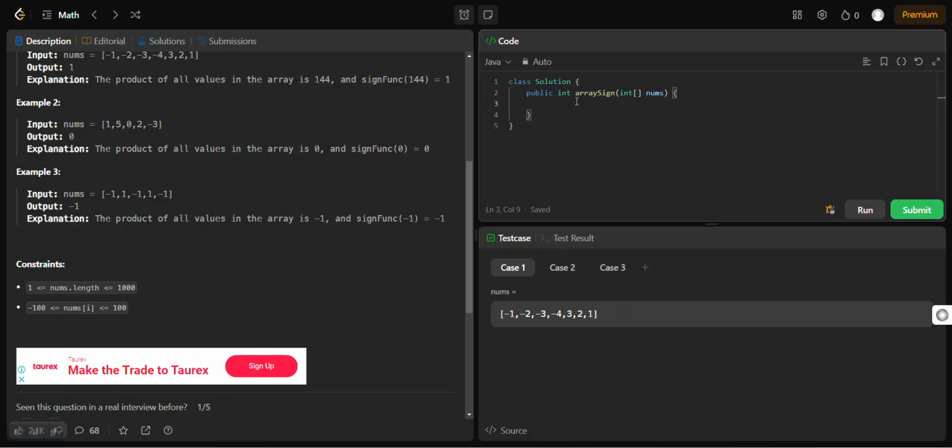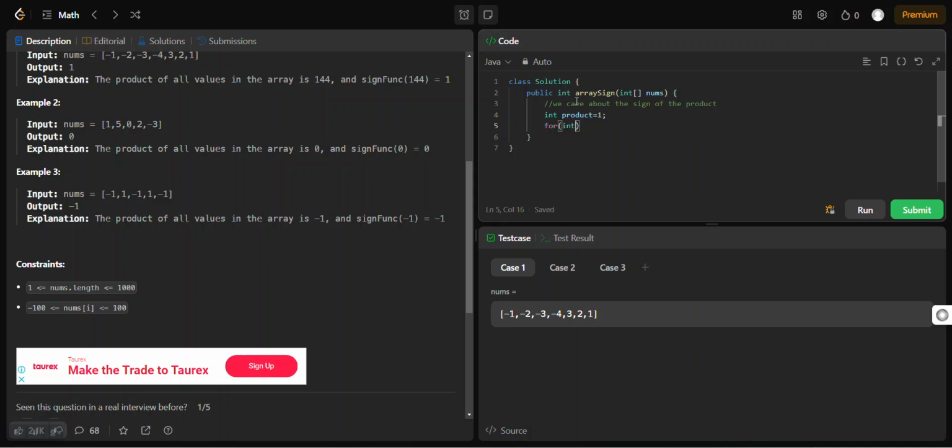So what we are going to do, first of all, we care only about the sign of the product. We don't care about the product itself, only its sign. So we're going to declare a variable called product, and it will be 1, because we don't care about the value, we care only about the sign.